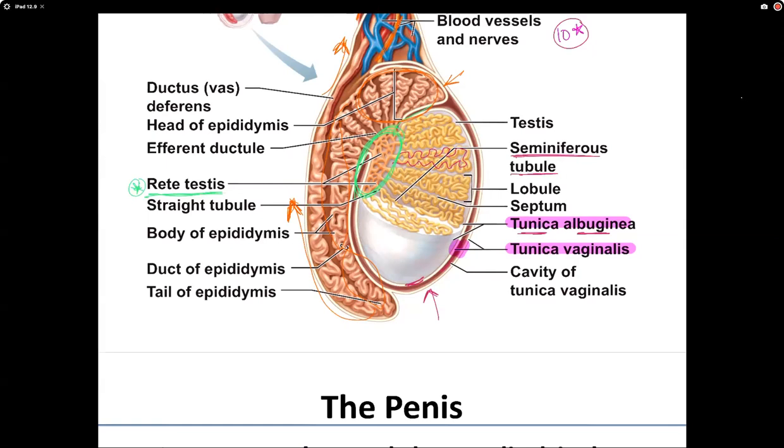The sperm production is going to be taking place through those convoluted tubules. We call the convoluted tubules on here my seminiferous tubules. Those are my seminiferous tubules. And those seminiferous tubules are arranged into lobules. The seminiferous tubules are arranged into lobules that are separated by septi. Those lines that will be separating the lobules of the seminiferous tubules are the septa.